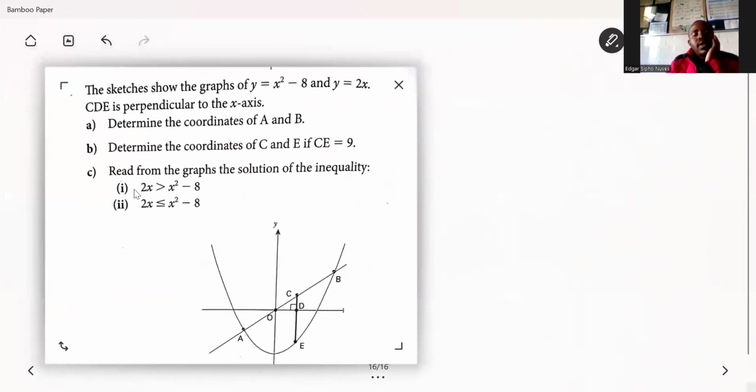Right, so now this graph, it says read from the graphs the solution of the inequality. So 2x is greater than x squared minus 8. So this says look for all the areas where the line 2x is greater than x squared minus 8. So I want to find all the regions where the line 2x is above. So 2x is greater than x squared minus 8 means we're looking for all the areas where the straight line is above the parabola. I'm just turning to something here in the textbook. And then we'll do this quickly.